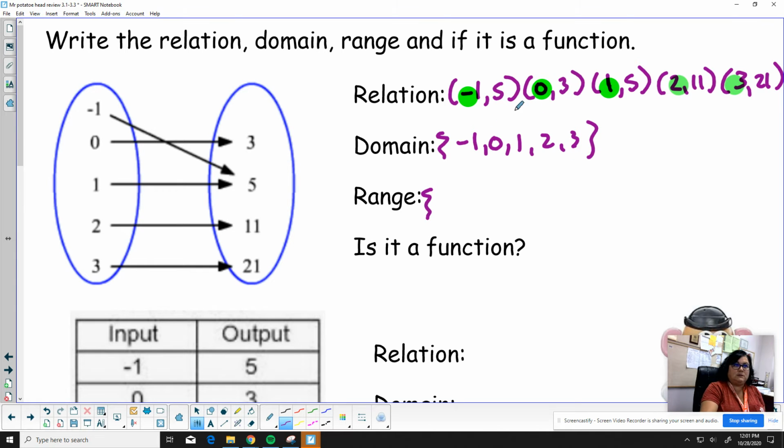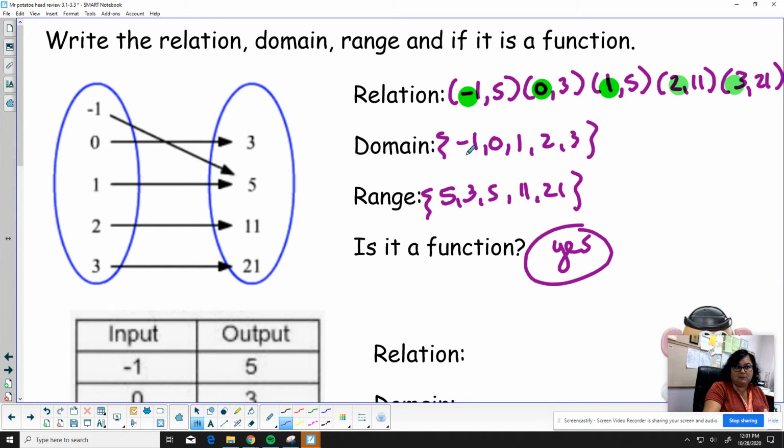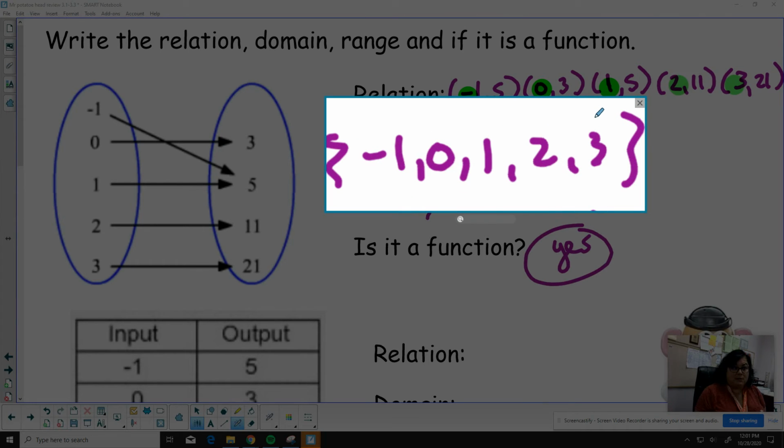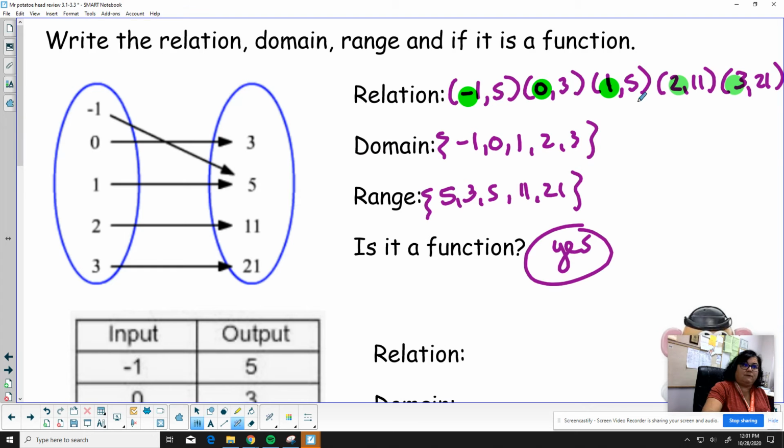And the range are the ones that aren't highlighted, the y. So 5, 3, 5, 11, and 21. And yes, it's a function. And it's a function because all these x's are different. So I look specifically at the x's or the domains. And if they're all different, which they are, then it's a function. If any of them repeat, it's not a function.